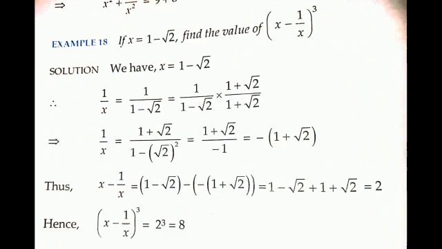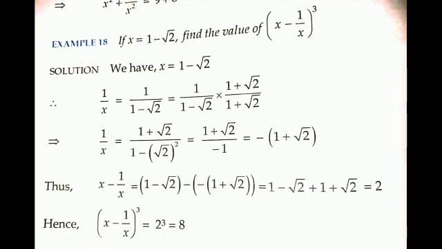Moving ahead, let us consider the second question. And here in this question, if x is equal to 1 minus root 2, find the value of x minus 1 by x whole cube. So again, for its solution we have x is equal to 1 minus root 2. So we will find first 1 by x. 1 by x equal to 1 by 1 minus root 2. Now for rationalizing the denominator, we will have to multiply numerator as well as denominator by 1 plus root 2.